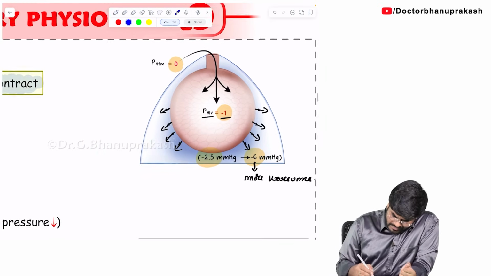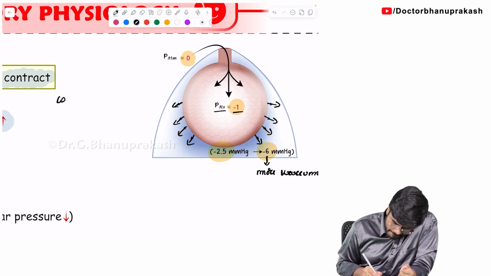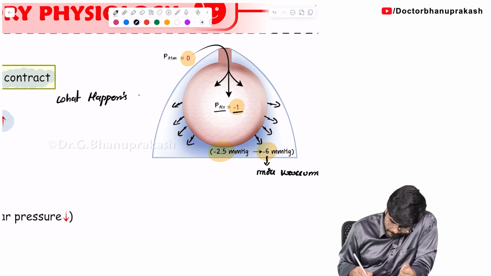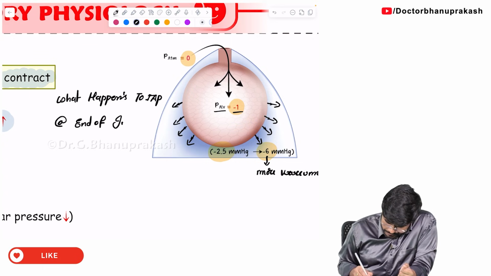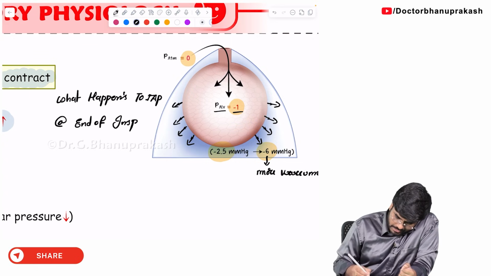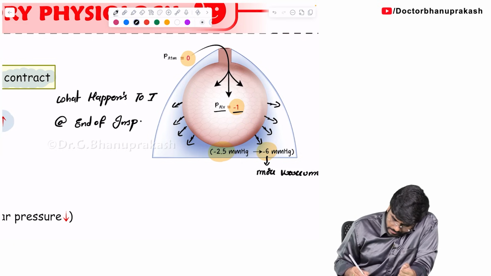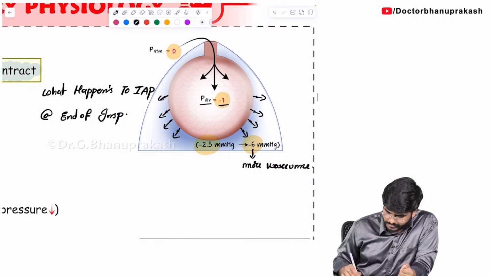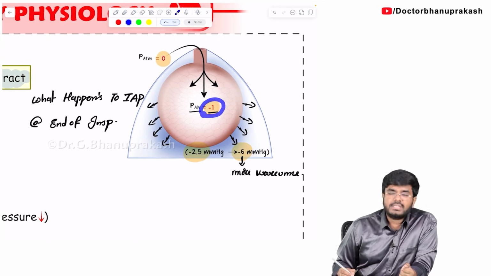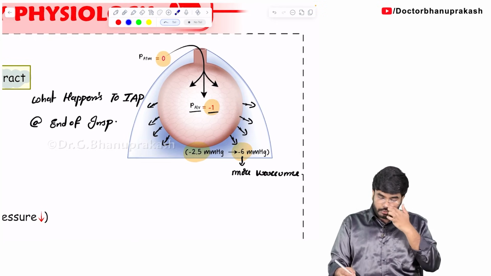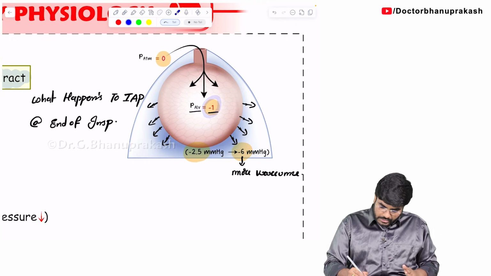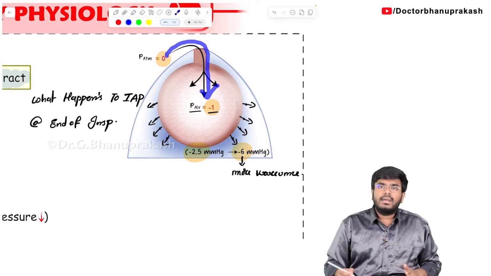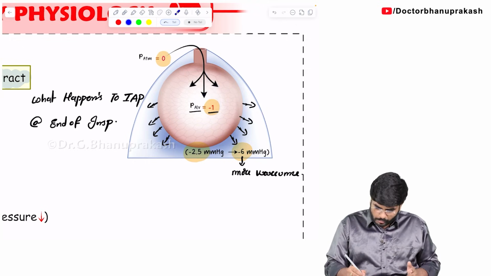But if someone asks you, what happens to the intra-alveolar pressure at the end of inspiration? At the end of inspiration, what will happen to your intra-alveolar pressure? What do you think? See, during inspiration, it is minus 1. Do you think it will be minus 1 forever? No, because new air is coming, right? How much time do you think the air will come?